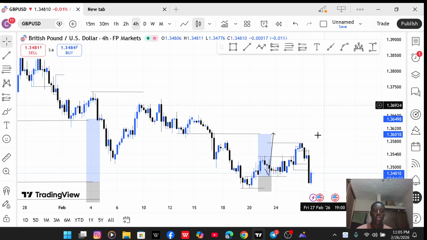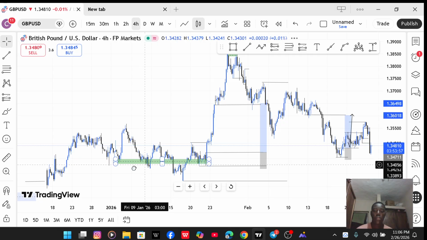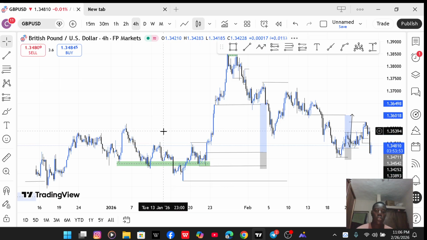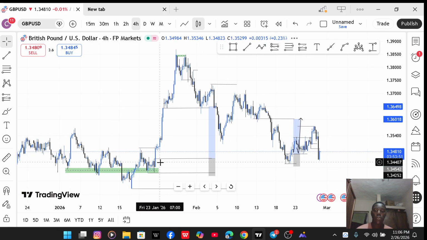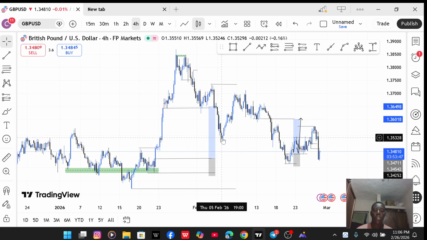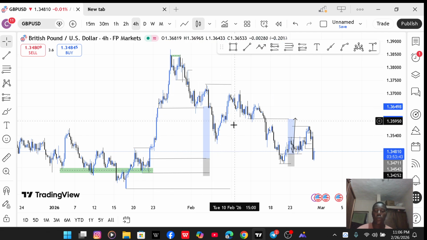this. So let me zoom it out. If you can watch, this was a major support zone, and this is the demand zone that caused this break of structure, this imbalance that price came to fill here, and the sharp move. So it broke out from this range.